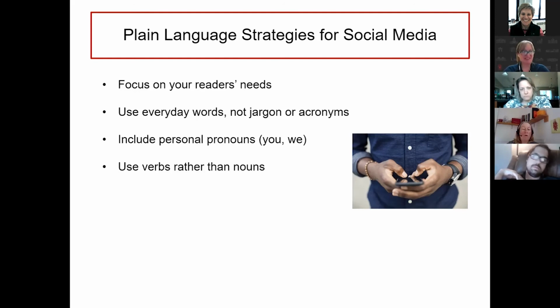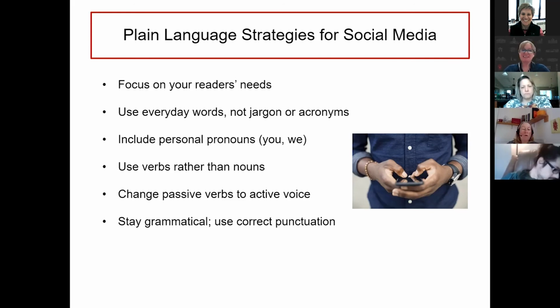Use personal pronouns, verbs when possible, so those action words rather than nouns, changing that passive verb to an active voice, and then staying grammatical and using correct punctuation. I think for business messages, it's still best practice or a little safer to stick with correct grammar and proper punctuation. Some people notice these things and they'd be less likely to find you a reliable source if your message doesn't follow some of those standard guidelines.